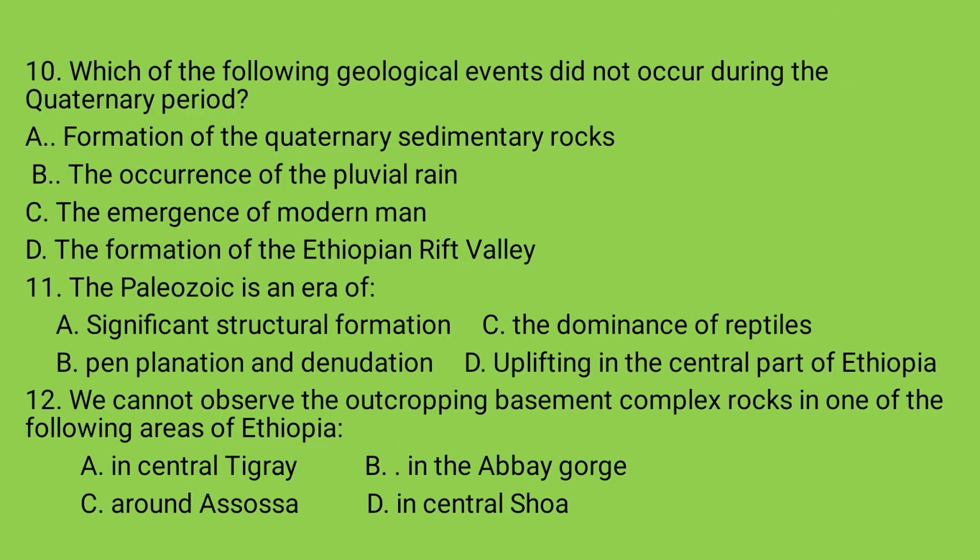Question number 10. Which of the following geological events did not occur during the Quaternary period? A, Formation of the Quaternary sedimentary rocks. B, The occurrence of the pluvial rain. C, The emergence of modern man. D, The formation of the Ethiopian Rift Valley. The answer is the formation of the Ethiopian Rift Valley, which was formed during the Tertiary period of the Cenozoic era.